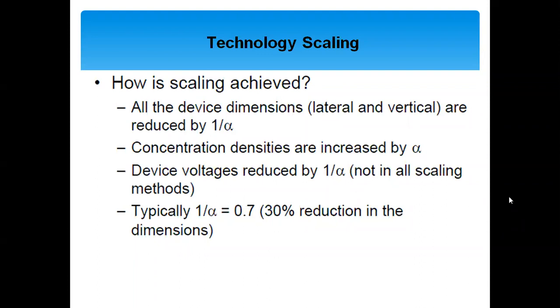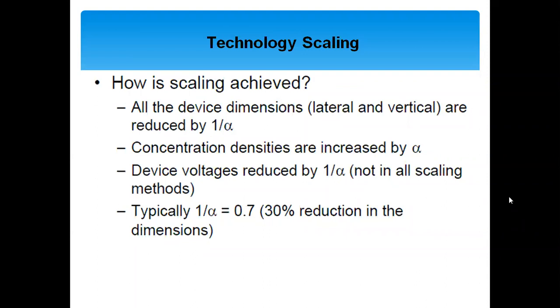First, all the device dimensions are reduced by 1/alpha. Second, concentration densities are increased by alpha. Device voltages should be reduced by 1/alpha. And that 1/alpha is typically a 30% reduction in the dimension.